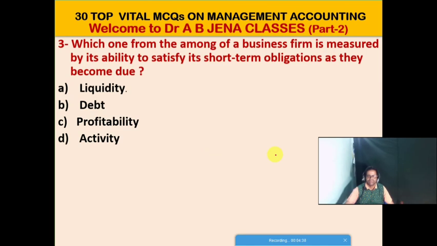Next MCQ: which one of a business firm is measured by its ability to satisfy its certain obligations as they become due? Certain obligations means the current liabilities. A, liquidity; B, debt; C, profitability; D, activity. Friends, A is the right option for this MCQ. The liquidity of a business firm is measured by its ability to satisfy its obligations, I mean the firm will pay its liabilities as and when they become due. So A is the right option for this MCQ.